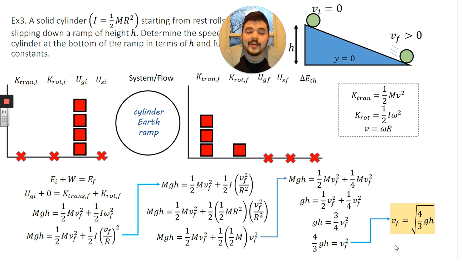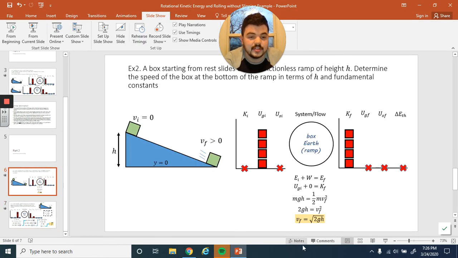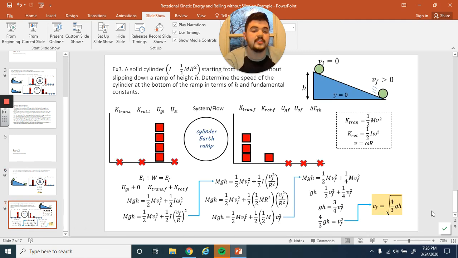While you're writing this down, I recommend 2 columns, the first column with the math and then the column on the right with a quick justification for each step so you can make sure you understand where each step of math came from. So pause the video, write it down. And now that we've done that, I want to do a little bit of a comparison here and say the speed of the cylinder is 4/3 gh underneath that square root, and the speed of the box, if we go back to the box situation, was 2 gh. So 2 gh under the square root versus 4/3 gh under the square root.